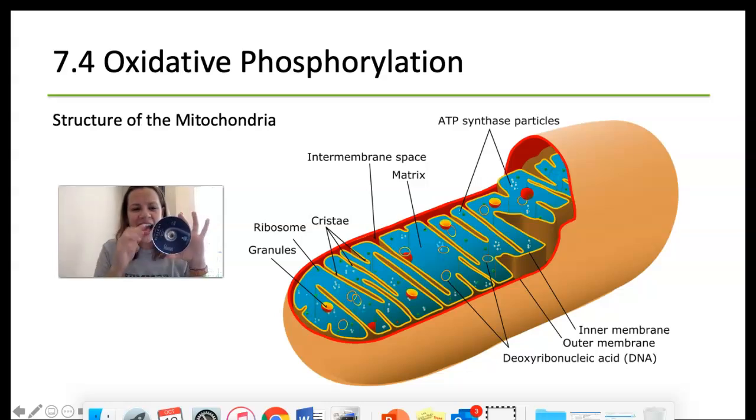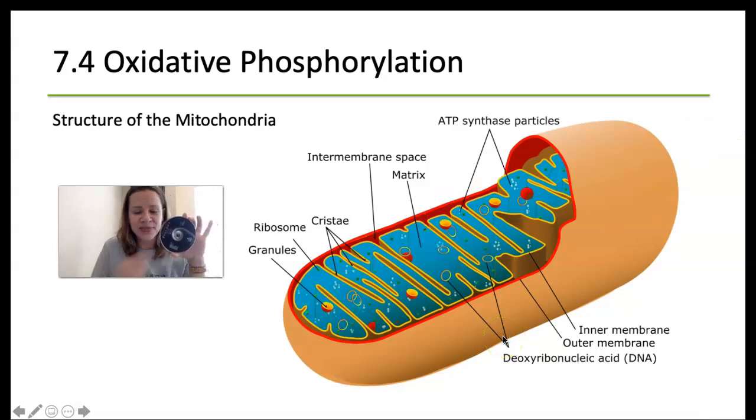So the outer part of this CD, if you remember CDs from once upon a time, would be like the outer membrane of the mitochondria. Then the inner membrane is going to be the little circle on here. The middle, where I can stick my finger through, would be the matrix. And between the two membranes, all along here, that's going to be the intermembrane space.